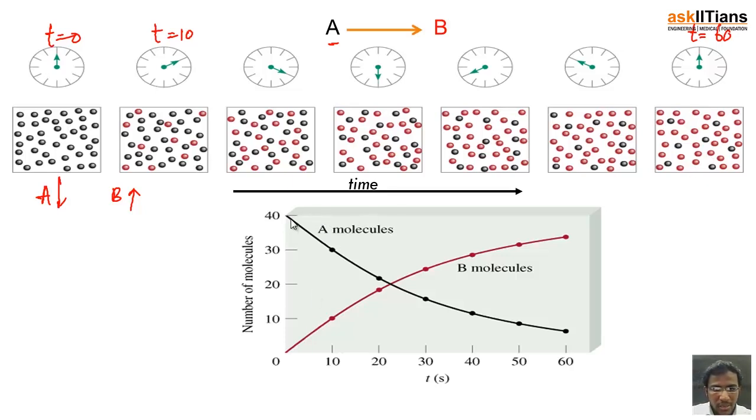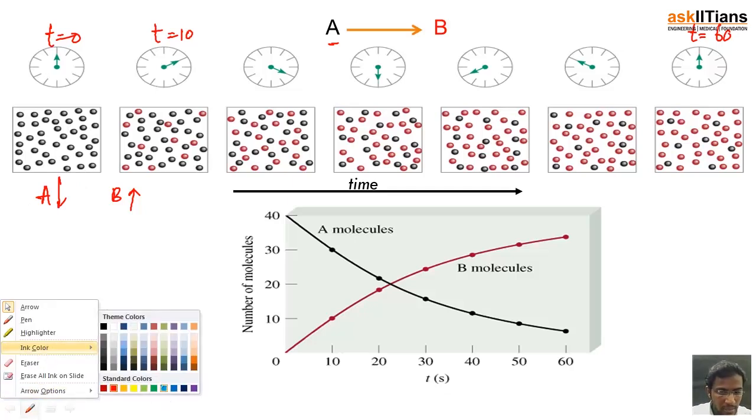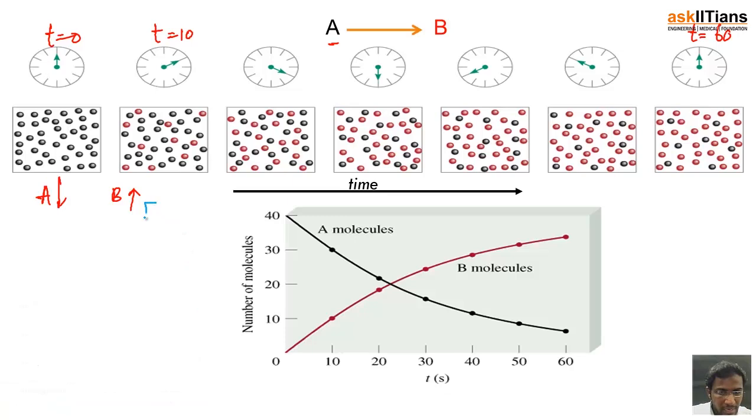So the concentration is decreasing. Here the number of molecules of A is decreasing, that is, the number of moles of A is decreasing. So if the number of moles of A is decreasing, then obviously its concentration is decreasing, because the concentration of A is defined as the number of moles of A divided by volume.